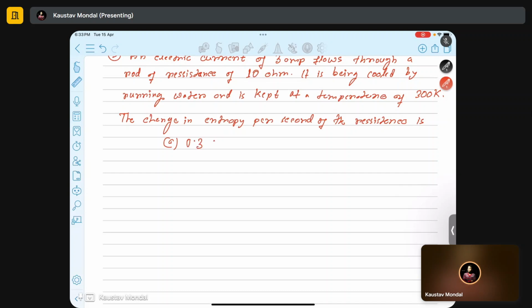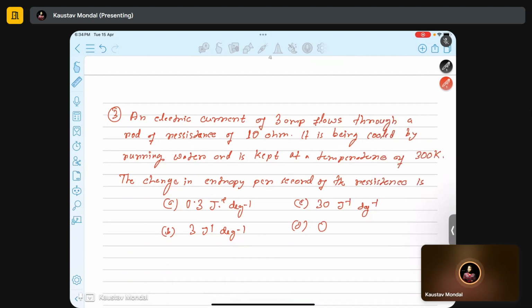Option A is 0.3 joule inverse degree inverse. Option B is 3 joule inverse degree inverse. Option C is 30 joule inverse degree inverse. Option D is 0.